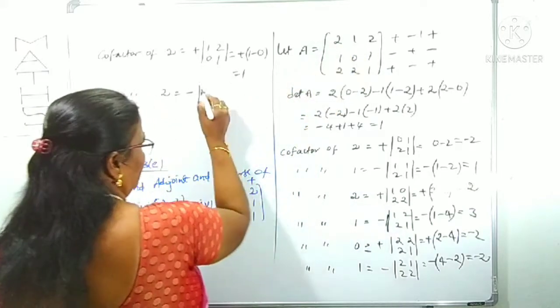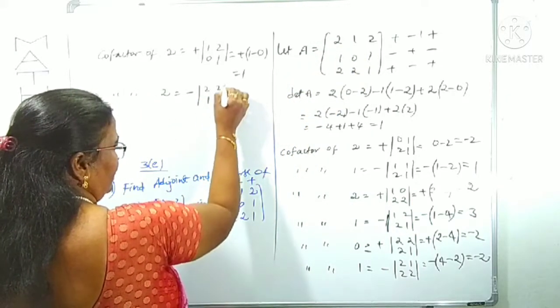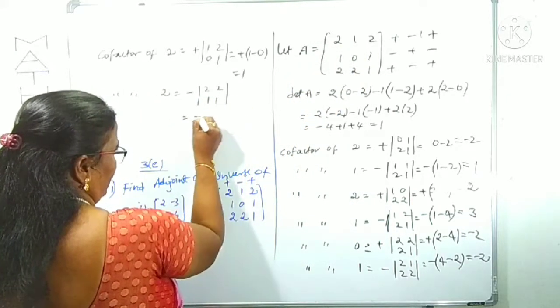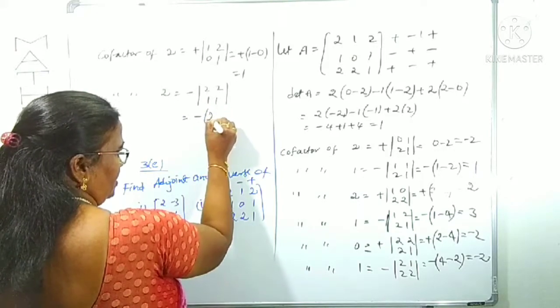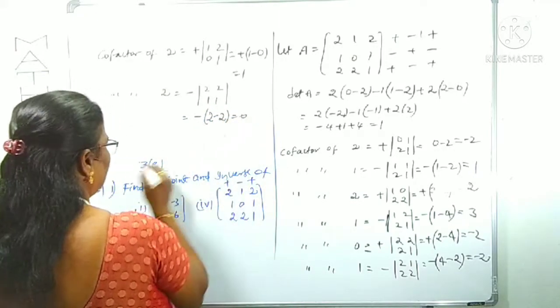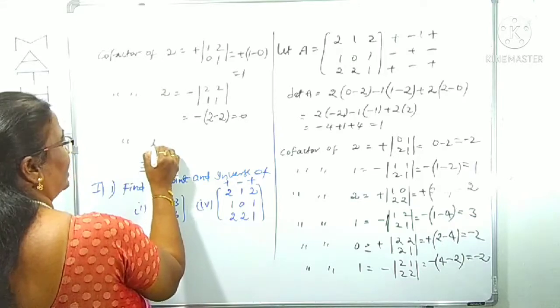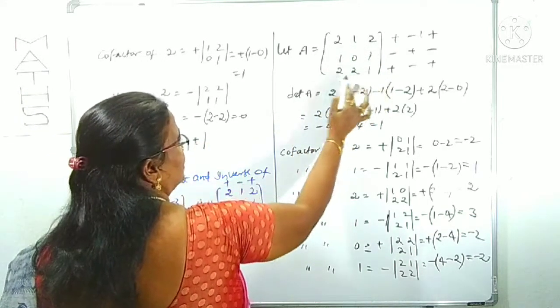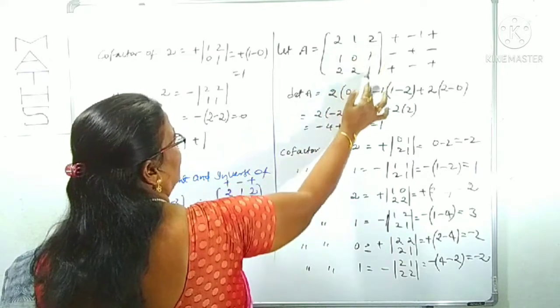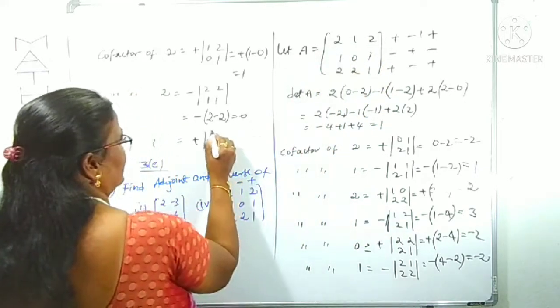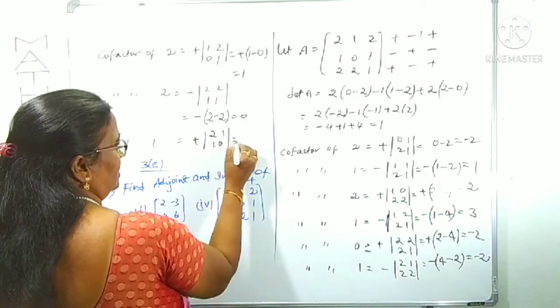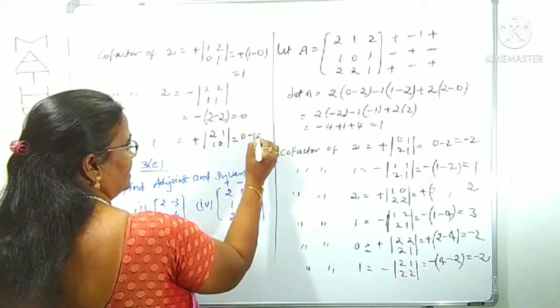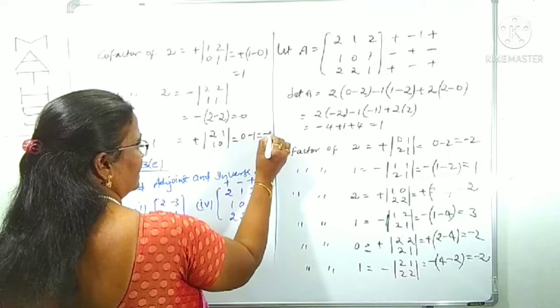2, 2, 1, 1. Understand? Therefore, this value is a minus of 2 minus 1, 2, 2 minus 2 is 0. Right. Last element, the cofactor of 1 with the plus sign. Det of, closing these two, row and column, 2, 1, 1, 0. 2, 0, 0 minus 1 is minus 1.